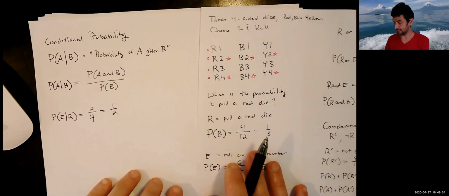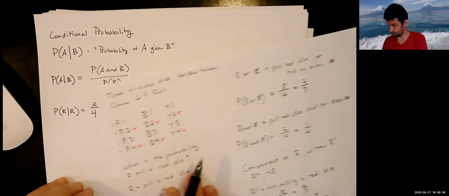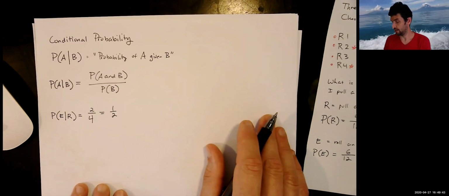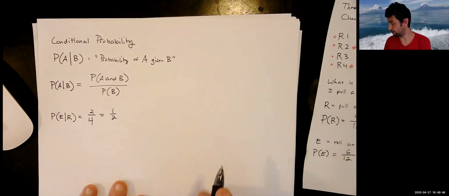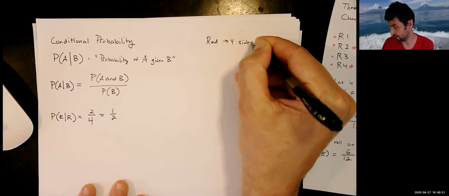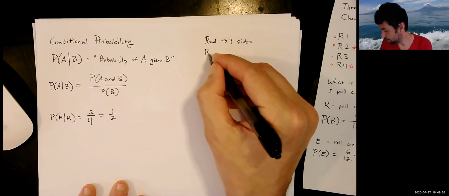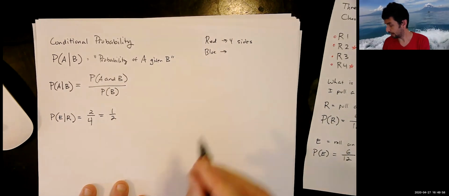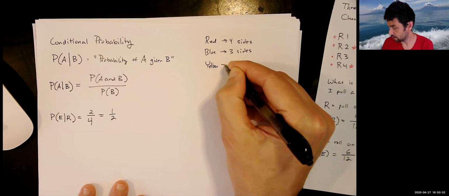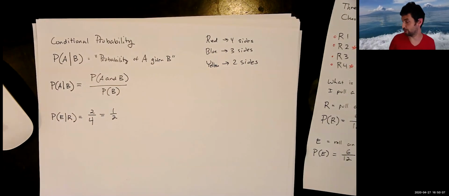that sometimes these conditional probabilities don't work out the same. Let's say, for instance, let's just draw a new sample space. Let's say the dice are not all 4-sided. Let's say the red has 4 sides. The blue has 3 sides. And the yellow has 2 sides. Right?